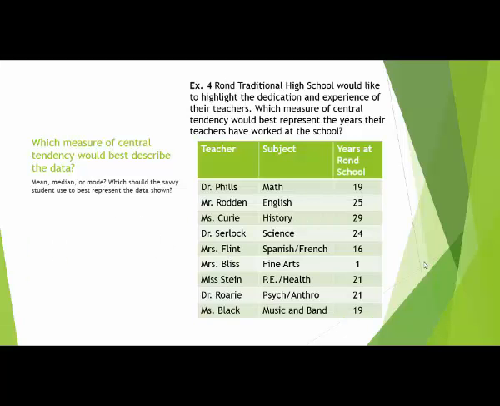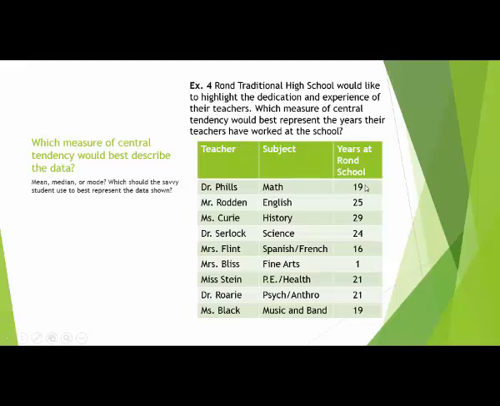Okay, last example here. Example 4, Ron Traditional School would like to highlight the dedication and experience of their teachers. Which measure of central tendency would best represent the years their teachers have worked at the school? So we're looking to represent the years their teachers have worked. So better take a look at this column. Here's our data, years at Ron School.